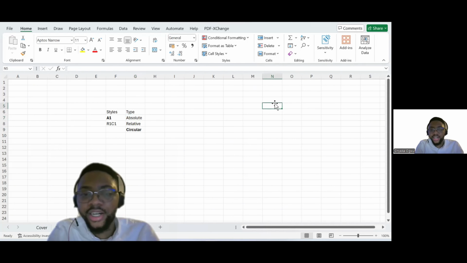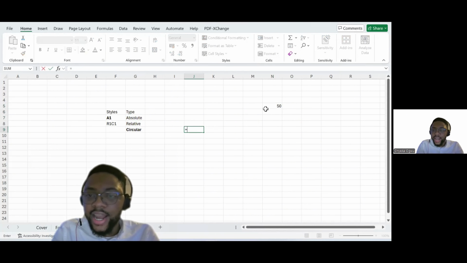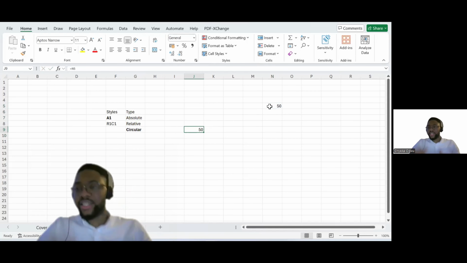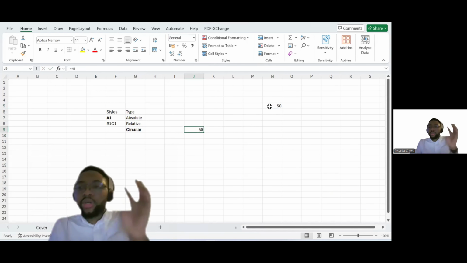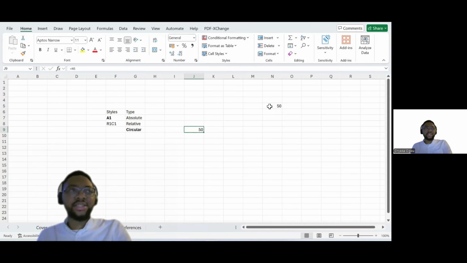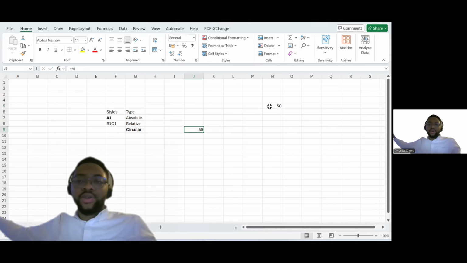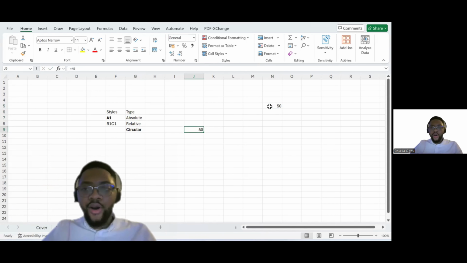So if I have 50 in cell N5, and I want to reference N5, all I have to do is type equals N5. What I've done is that I've referenced N5. But we have two types: absolute and relative. And under relative, we have two types of referencing, but let's do it one by one.